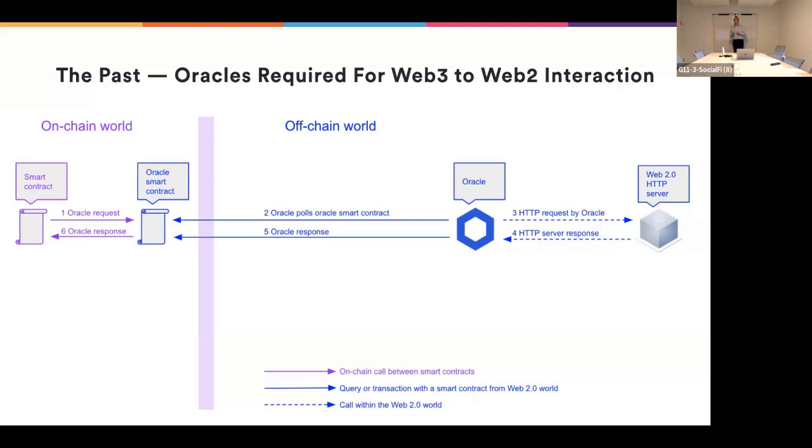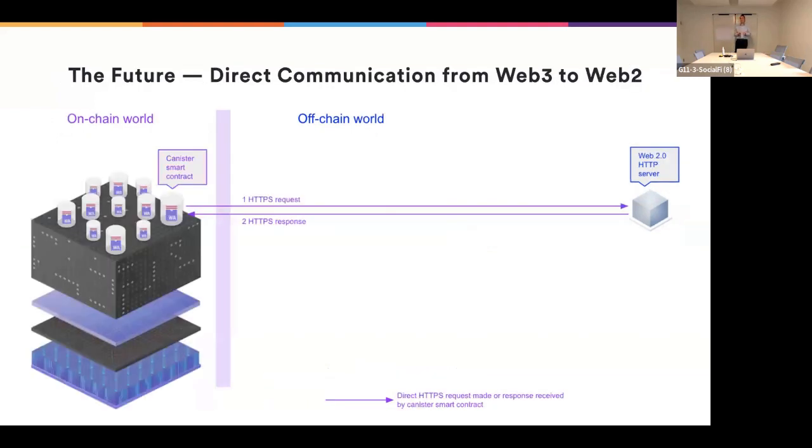It costs more than other approaches because you need to pay the oracle for the trust it provides, and also you need to trust the oracle, which means it's not a trustless solution. So those are both properties that we don't want to have. For this reason, the Internet Computer asked what the future could be. And the idea was having direct communication from Web3 to Web2.